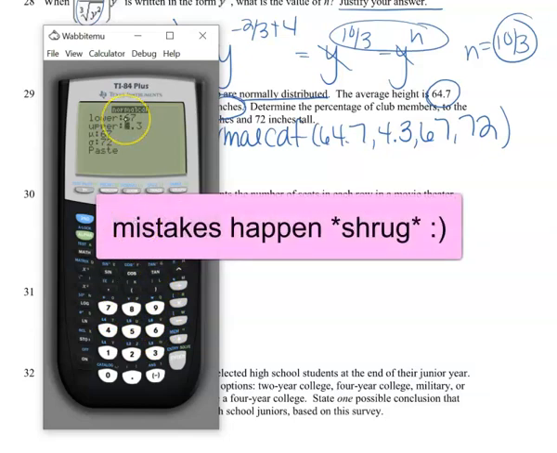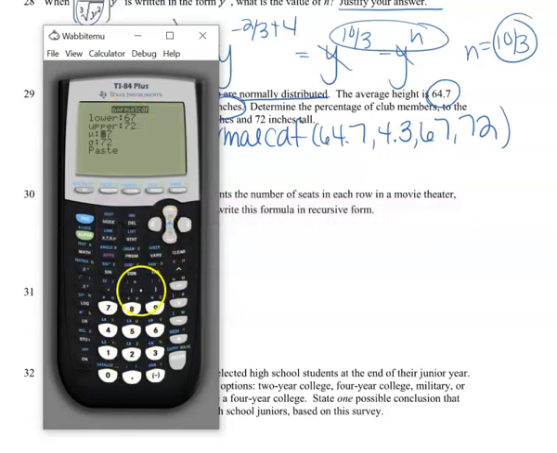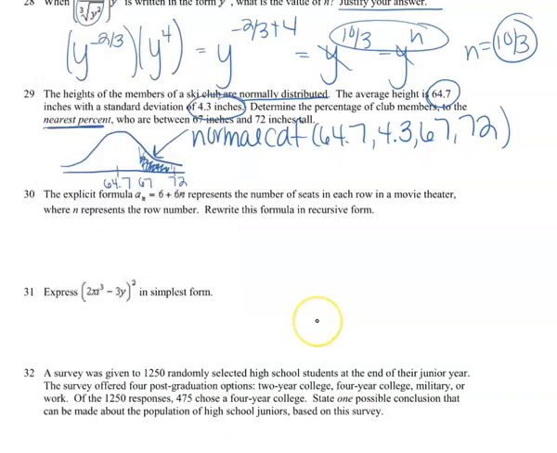All right, so my lower bound is 67. My upper bound is 72. My mean is 64.7. And my standard deviation is 4.3. Sorry about that. My brain was not working in that moment. All right, there we go. We typed it in. I get 0.25, which is 25%.